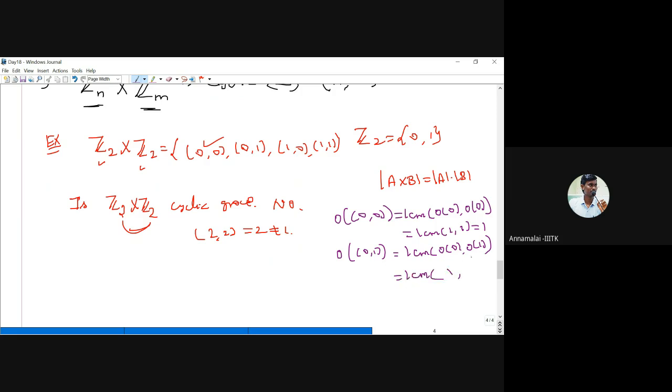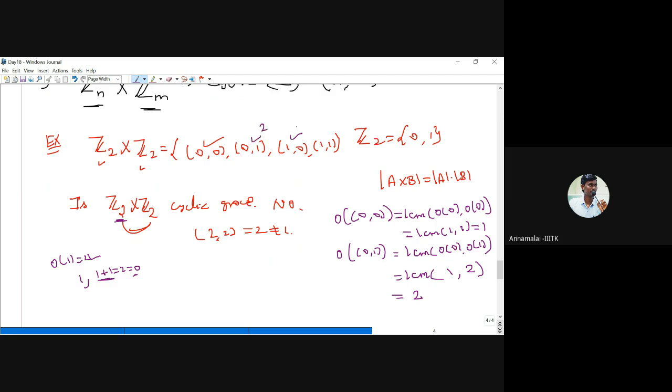What is the order of 1? The order of 1 is 2. Why? Because you can add 1 two times. Just taking 1 times 1 is not 0, but 1 plus 1 is 2, and 2 is nothing but 0 modulo 2. Therefore, if you add 1 two times, you get 0. Therefore, the order of 1 is 2, because 0 is the identity element here. So what is the LCM? GCD is 1, therefore LCM is 2. Therefore, the order of this element is 2.